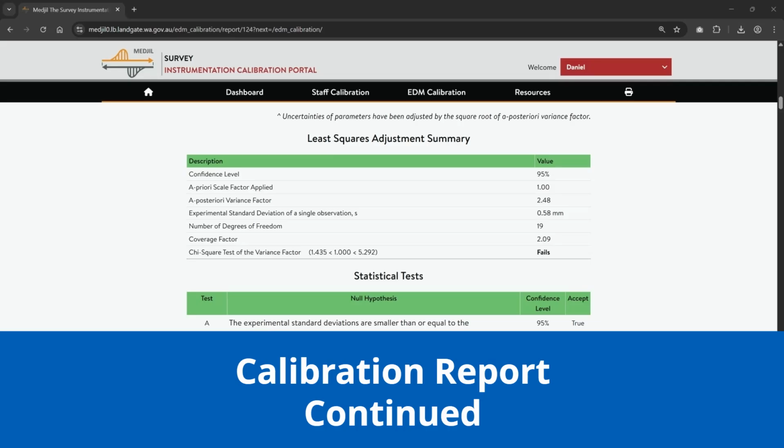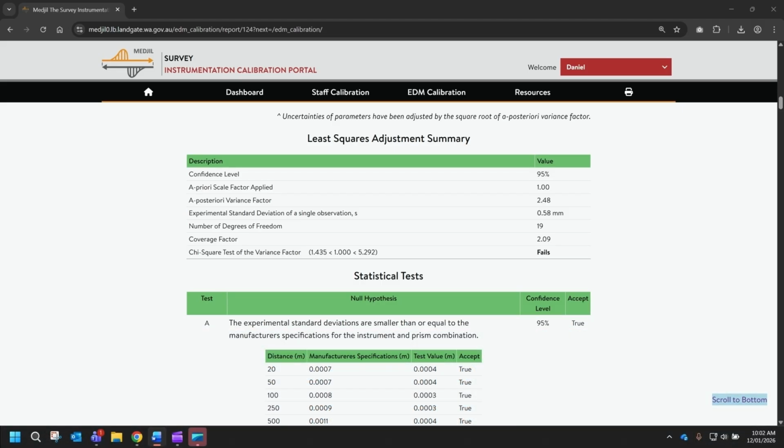So jumping back to Medjil, we've discussed quite a lot about the least squares adjustment summary. I just want to take note that we're looking again at the original calibration that includes all the observations, including those to pillar 4. Just for the sake of simplicity and consistency, I'm just going to stay with that report for the remainder of the video. So in summary, we see our A-posteriori variance factor of 2.48, which we know fails the chi-squared test on the high side, which in this case we have attributed to a little bit of movement in pillar 4. So let's keep moving on.